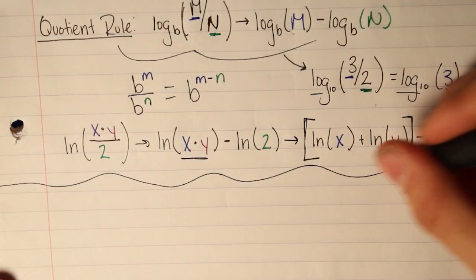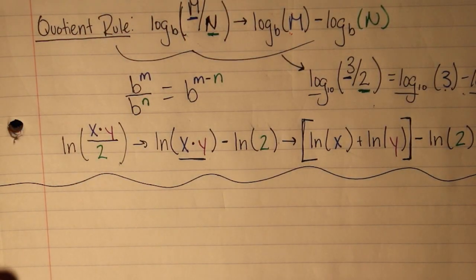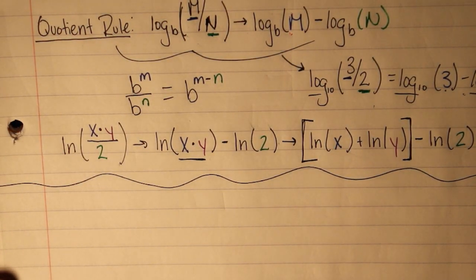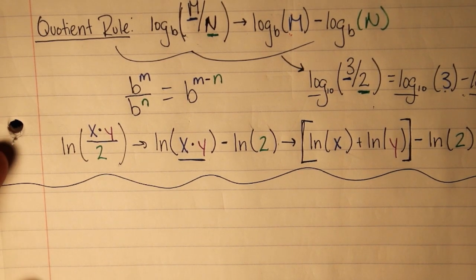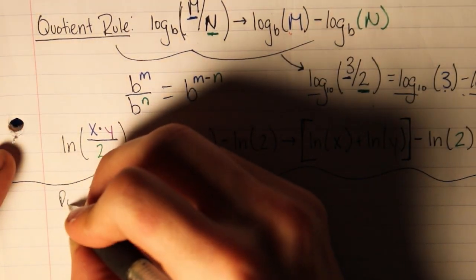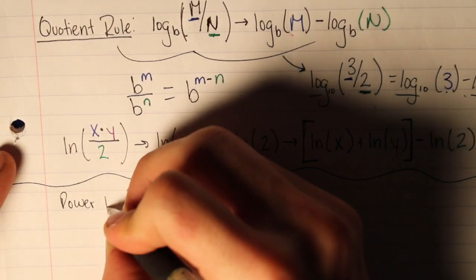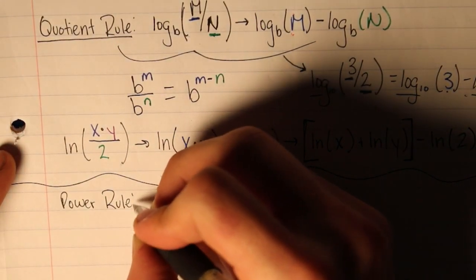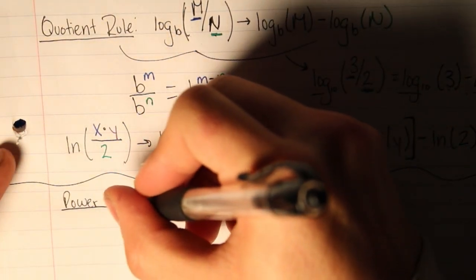All right? So that's what it looks like when you combine the product rule and the quotient rule. Those are the two rules combined. We still have one more to cover. Let's talk about the power rule.